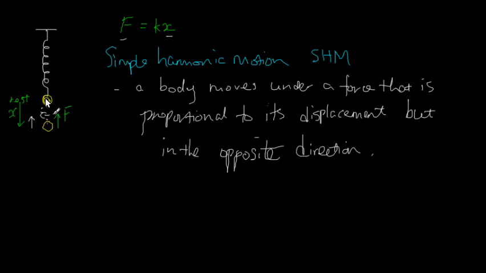So if I displace it one way, like down, the force must be up. If I displace it up and let go, the force must push it back down. So you see, I've added in an additional detail that is not obvious from this equation. From this equation, we can see that the force is proportional to x, but it doesn't tell us about the direction.